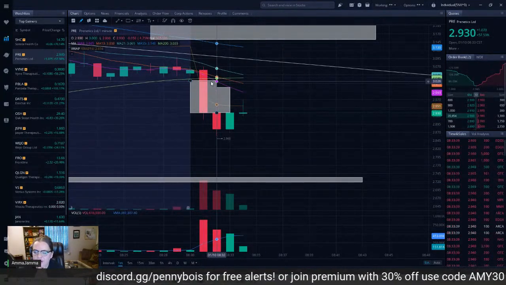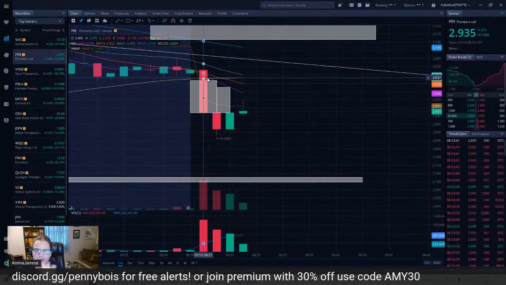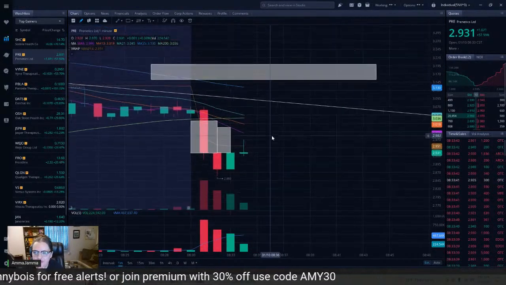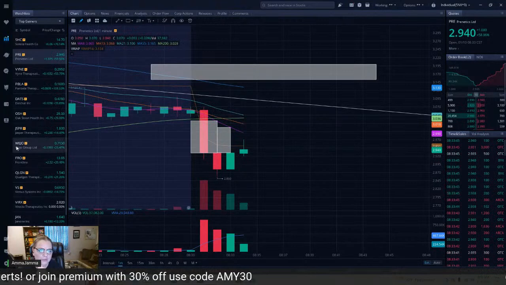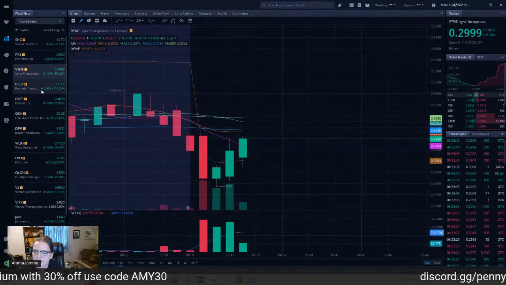We get a little volume here. I feel decent about this one. I'm still not touching below 3.05 to 3.08. Safer entry is going to be 3.08. Let's see the other charts here.